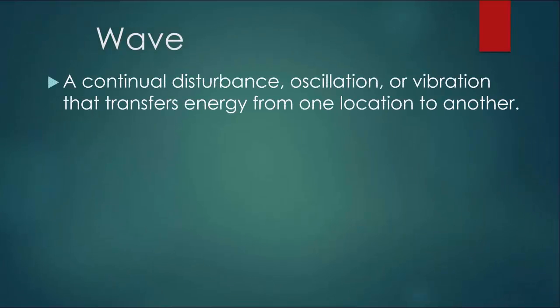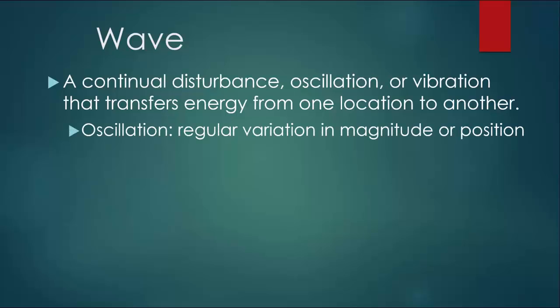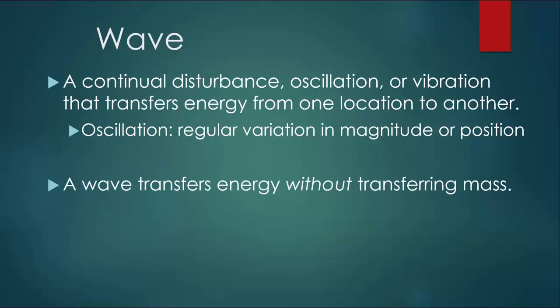But as far as we're concerned, a wave is a continual disturbance, oscillation, or vibration that transfers energy from one location to another. An oscillation is a regular variation in magnitude or position. So this is something moving up and down over and over again, or left and right over and over again, or something like that. This is very important to note. A wave transfers energy without transferring mass. If you have only a single oscillation, we call that a pulse.